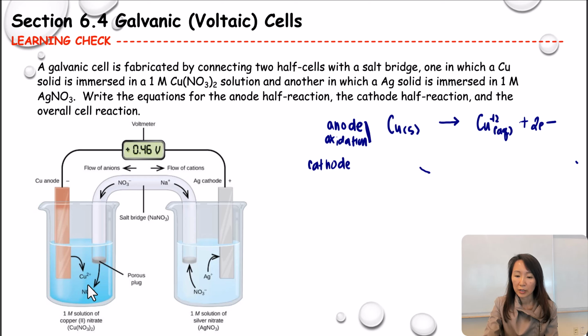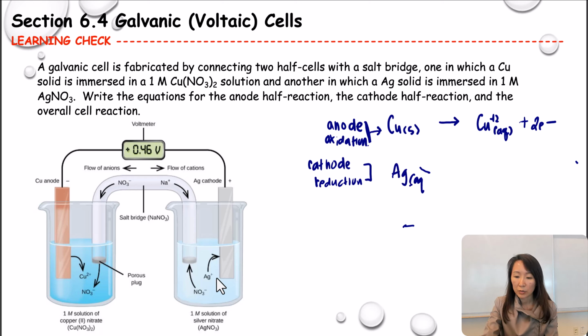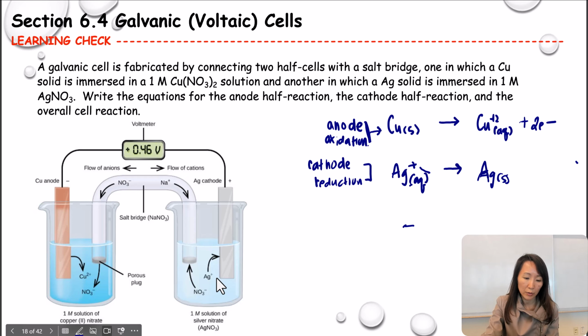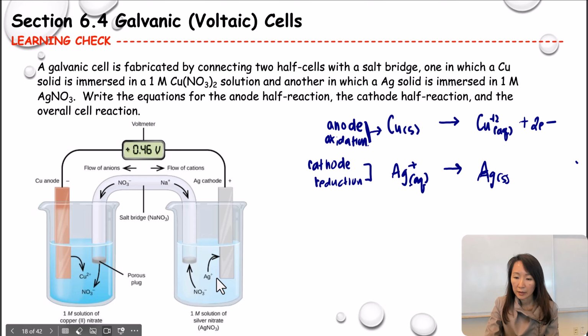These are together. And then we have our cathode, and that's where reduction is happening. And we have our silver aqueous plus, silver plus 1, forming into silver solid. And we have 1 electron that's going to be added. I'll rewrite this, it's all messy.